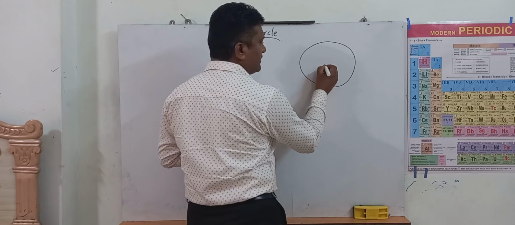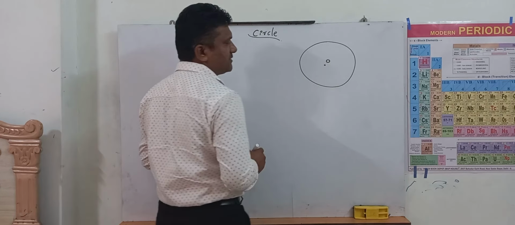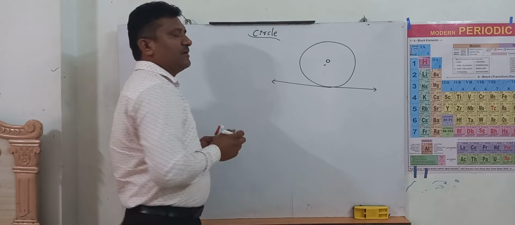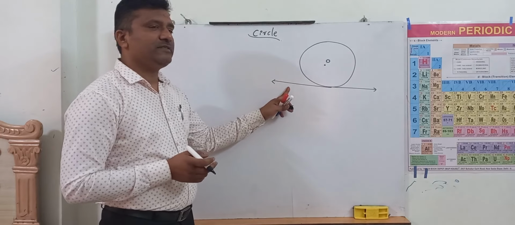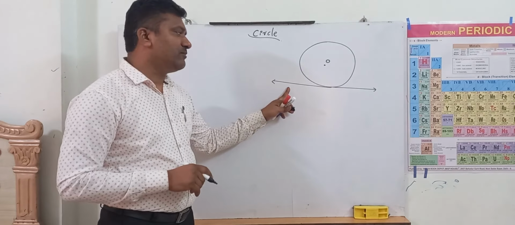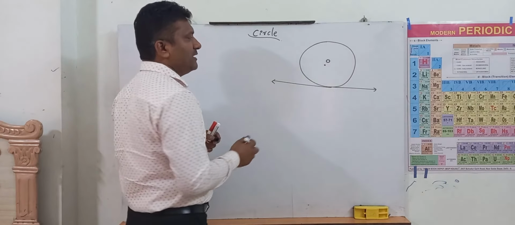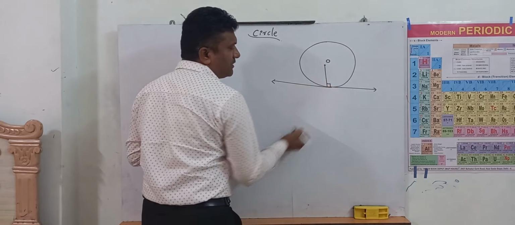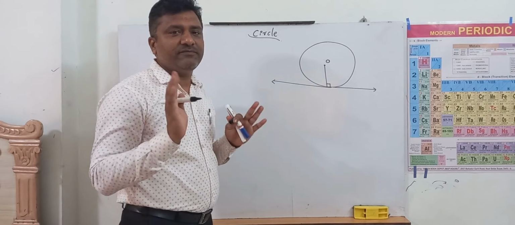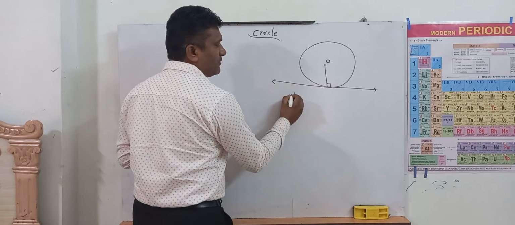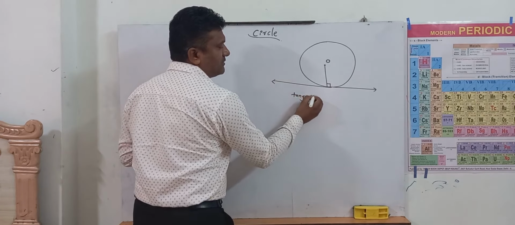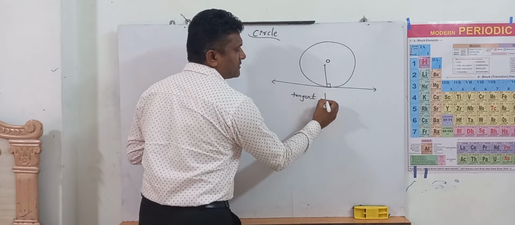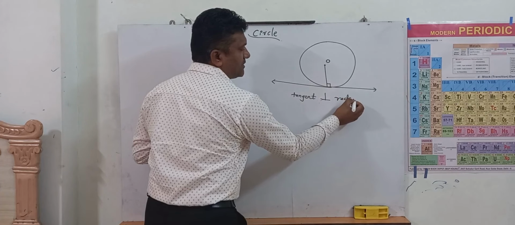As you all know, this is one circle, this is the center of the circle, this is a tangent. Now what is a tangent? The line which intersects the circle in one point only is called a tangent. So this tangent is perpendicular to the radius. This is the first property you have to remember. What I said, tangent is perpendicular to the radius. This is very much important.